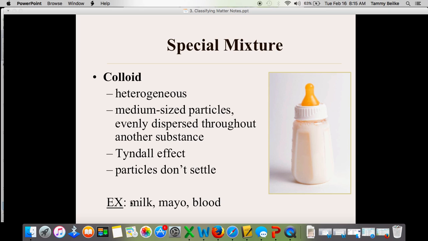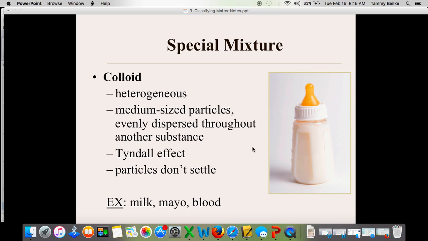Some examples of colloids would be milk. Milk has a lot of different molecules in it. There's fats and proteins and sugars, and some of those larger particles just don't settle out, or they don't really mix well, and they're too big for light to get through the whole solution.